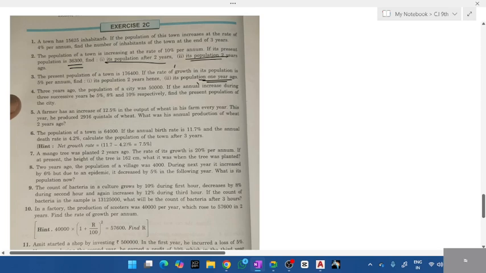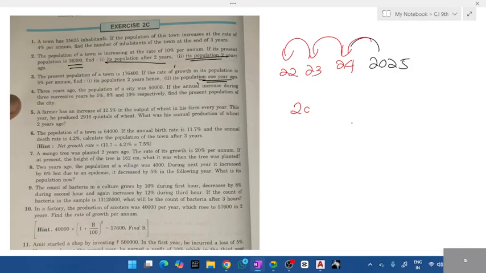3 years ago, the population of a city. What was the population 3 years ago? So what will you consider 3 years ago? They didn't say any year. This is 2025. What do you mean by 3 years ago? 2024, 2023, 2022, 3 years ago. Look, let me write. First year, second year, third year. So what will it be? 24, 23, 22. So what was the population in 2022? What was the population, students? It was 50.